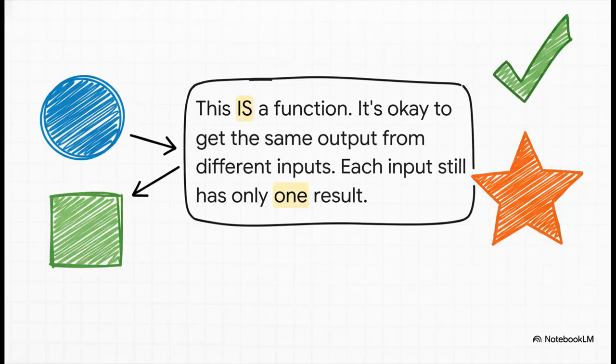But wait a second, you might be looking at this and thinking, hey, 30 hours and 40 hours both got a payout of $490. Is that allowed? And the answer is yes, absolutely. That is perfectly fine. It doesn't break our rule. Why? Because the input of 30 hours still has only one output, $490, and the input of 40 hours has only one output, $490. And no confusion, it's still a function.